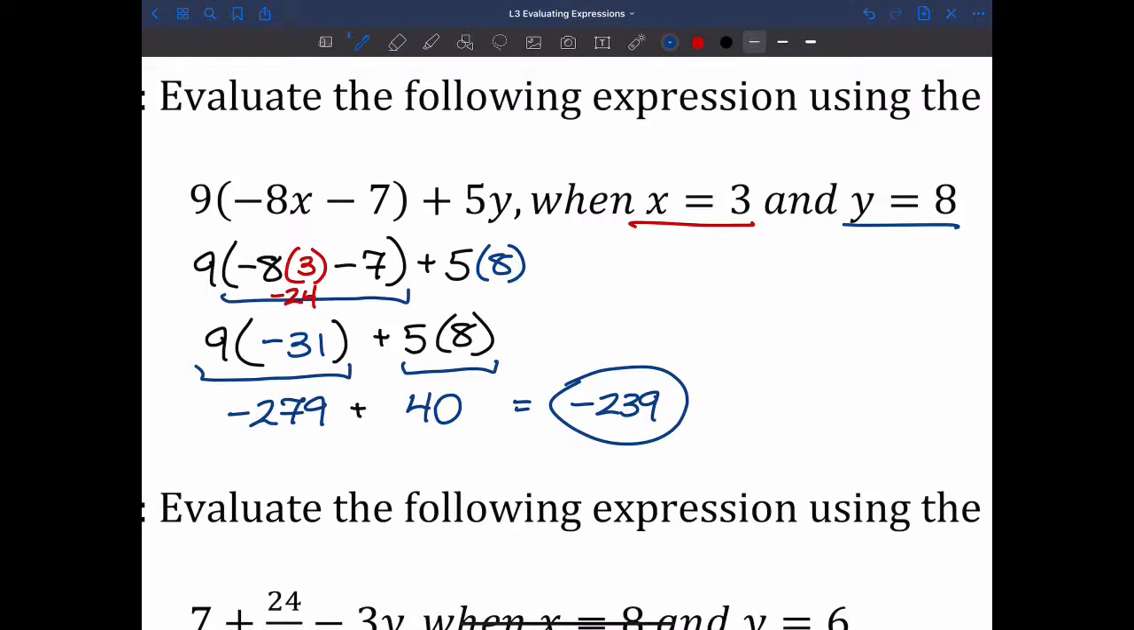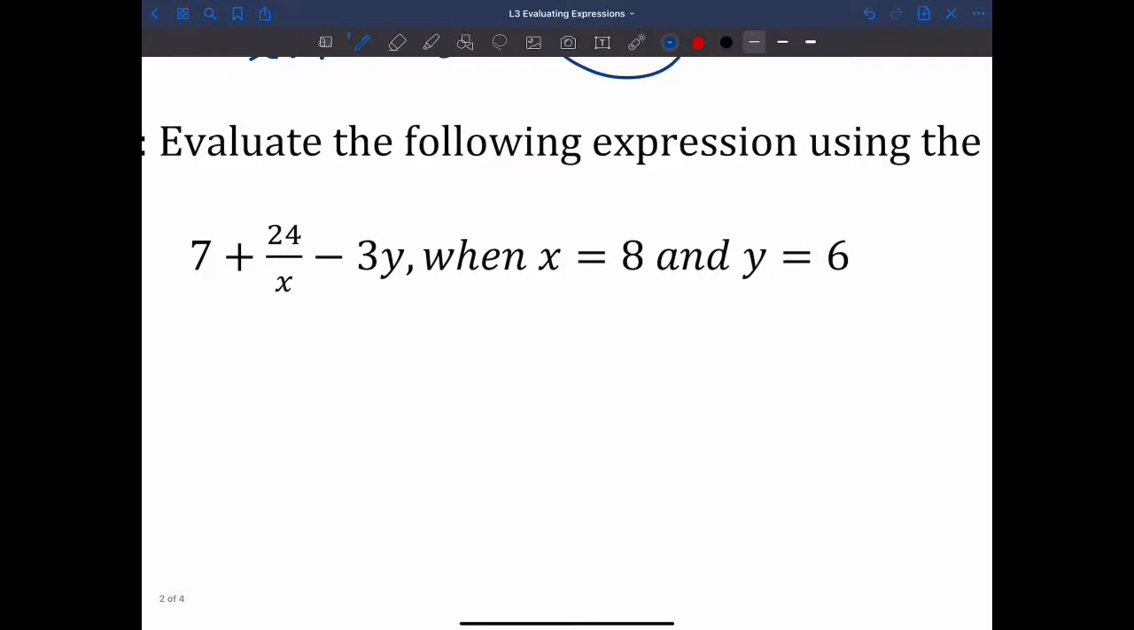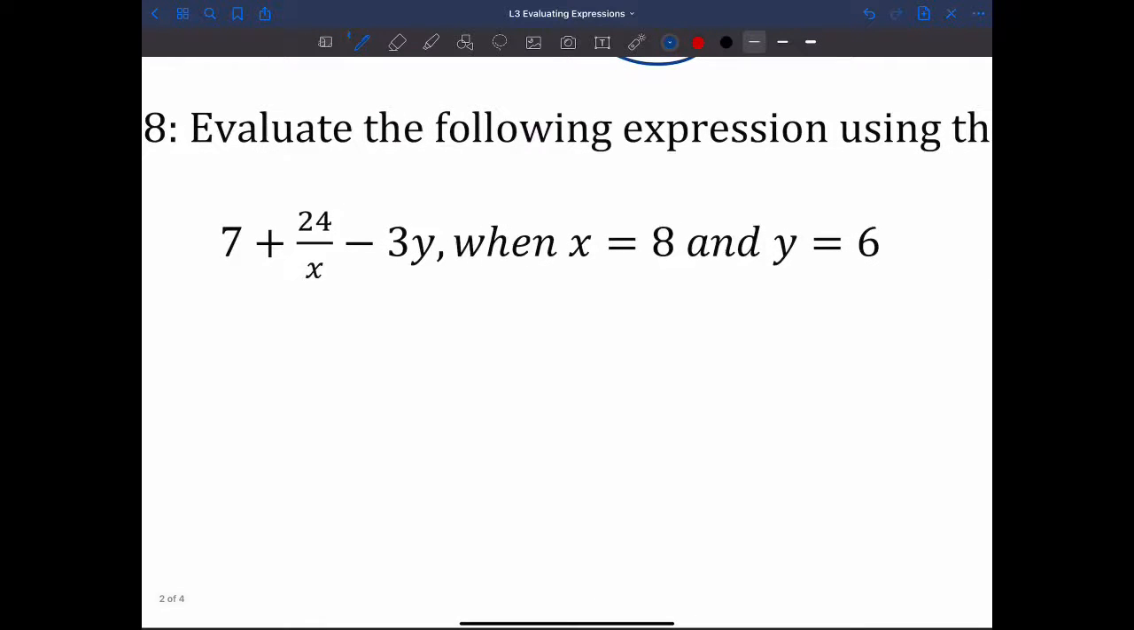Again, you just saw me use a calculator. If you feel like that would make your life a little bit easier, you don't have to do 9 times 31 in your head, right? It's always better to double check. Okay. And again, hopefully you paused and did number 8 on your own as well. Again, I'm going to run through it.